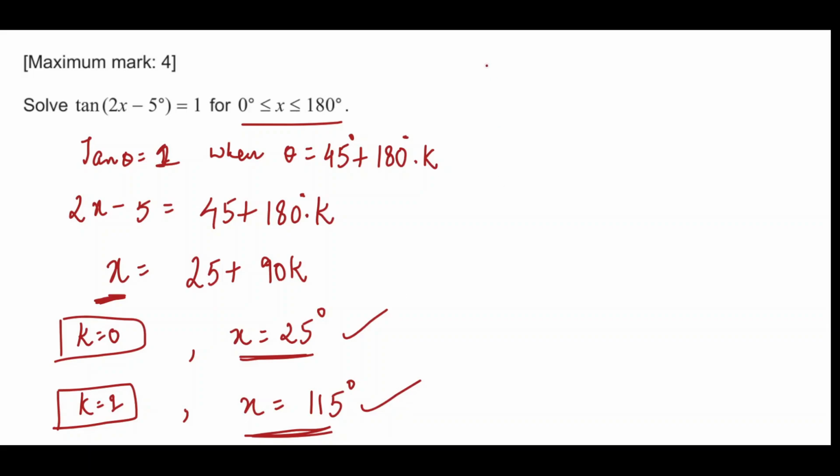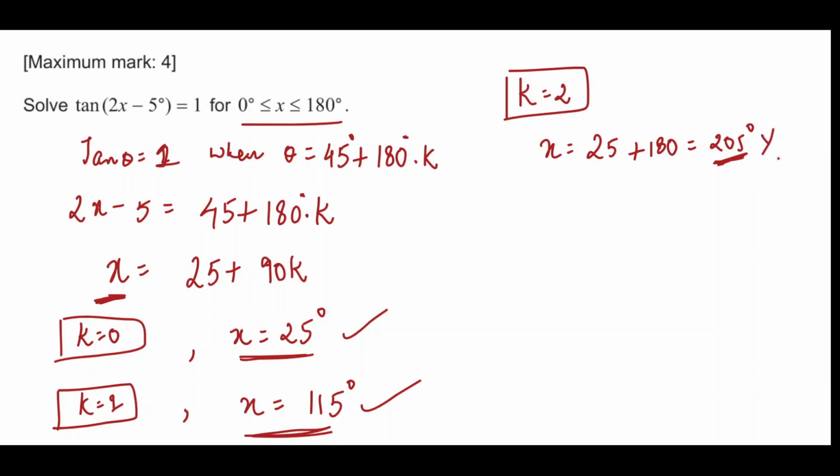Now let's take the value of k as 2. What is the value of x that you're getting for k as 2? It will be 25 plus 180. So what will be the answer? It will be 205 degrees. Now we have to check if 205 degrees is lying between 0 and 180 degrees. No, it is not. So we are going to reject this value of x because it is outside our range.